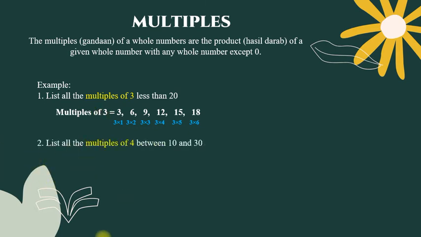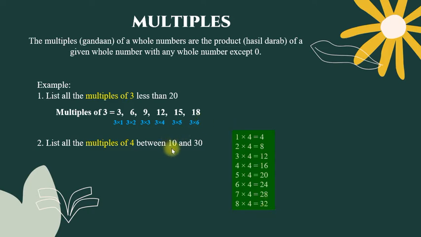Second, list all the multiples of 4 between 10 and 30. Like the previous one, multiples of 4 mean 4 times 1, 4 times 2, 4 times 3 and so on. But for this case, we want to find the multiples of 4 between 10 and 30. So you list down the multiples of 4 first. 1 times 4, 4. 2 times 4, 8. These are multiples of 4: 4, 8, 12, 16, 20, 24, 28, 32 and so on.